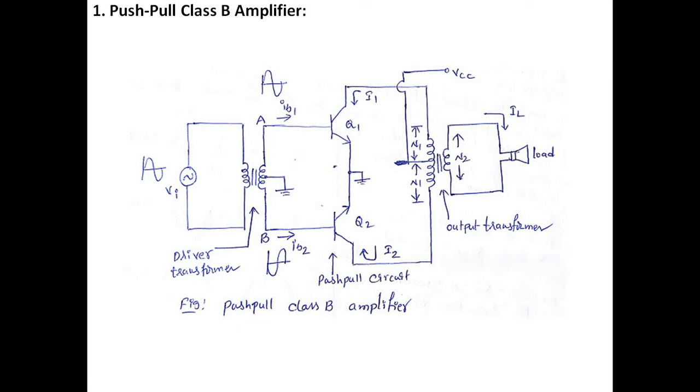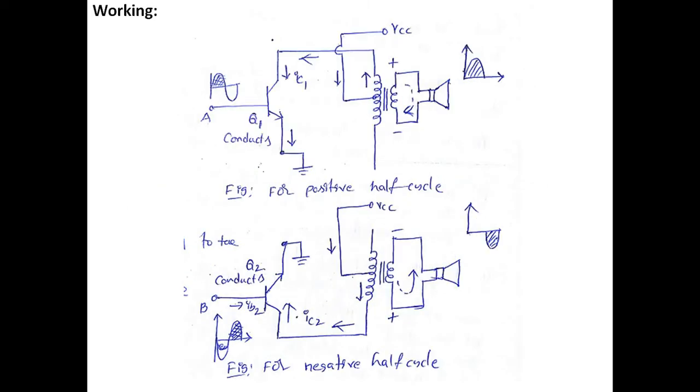Out of these two transistors, Q1 and Q2, only one transistor is conducting for one half cycle. Now let us see the diagrams.